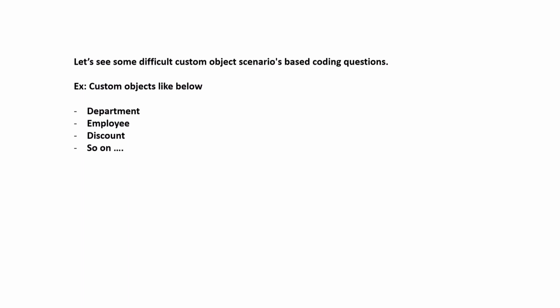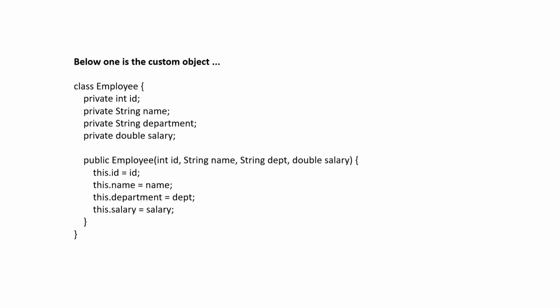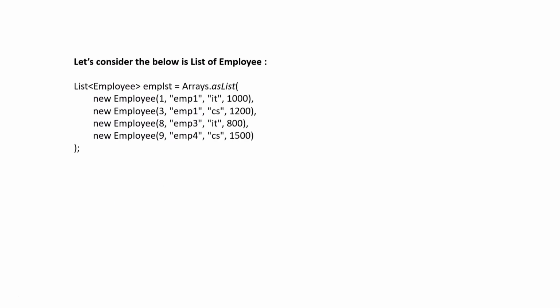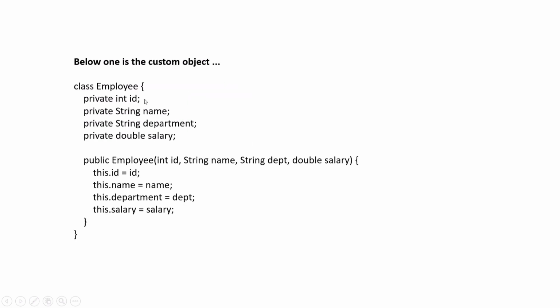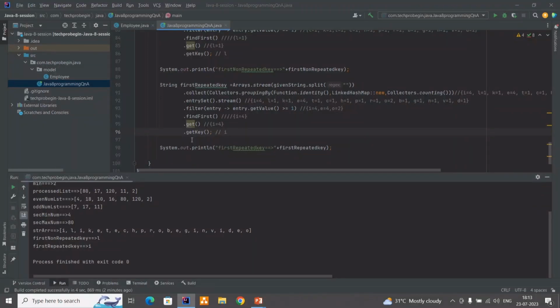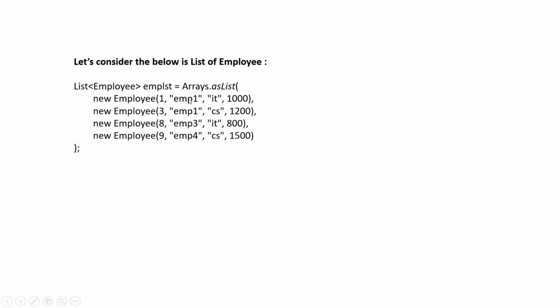Here, as part of the custom object, we have an employee object which has 4 fields: employee ID, name, department ID, and salary, and we have an argument constructor. In the next PPT we can see the given list of employees. We have prepared 4 employees. Employee ID 1, employee name 1, department is IT, and salary is this. Just like that, for the other employees we have filled the data.